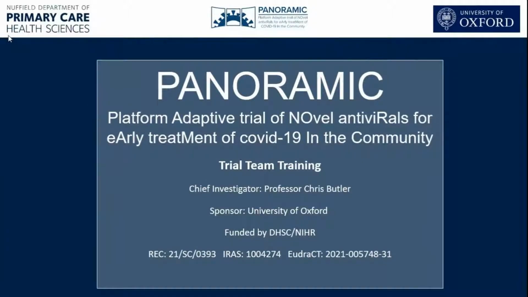Welcome to the PANORAMIC trial. So PANORAMIC stands for Platform Adaptive Trial of Novel Antivirals for Early Treatment of COVID-19 in the Community. The Chief Investigator is Professor Chris Butler. The trial is sponsored by the University of Oxford and funded by the Department of Health and Social Care and the NIHR.